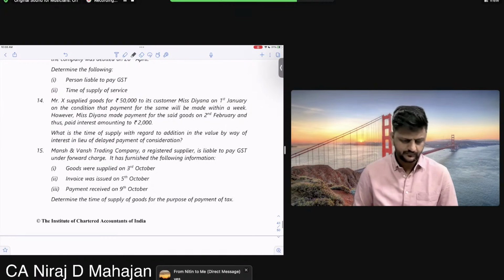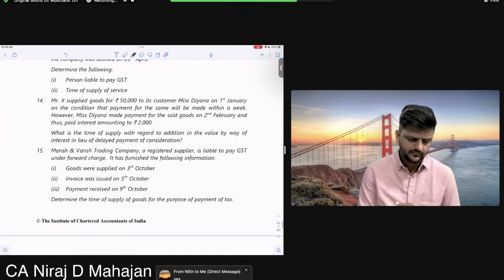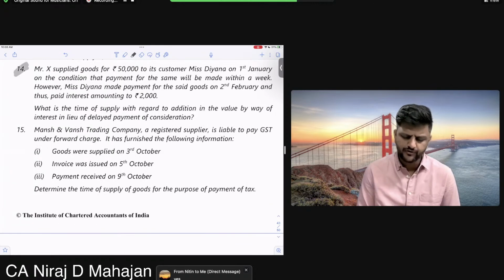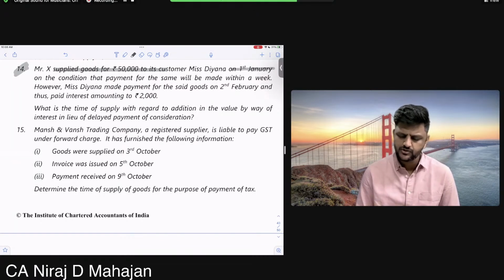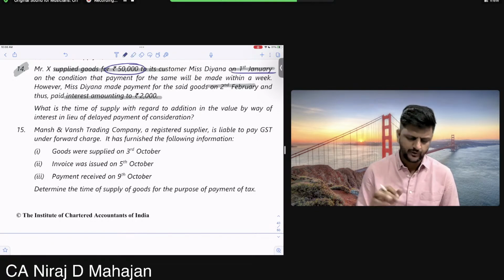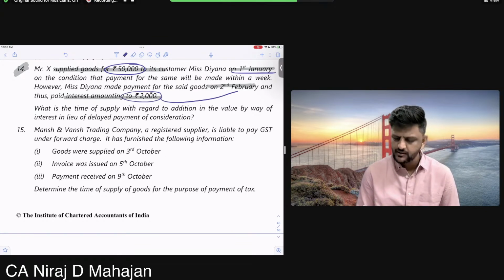14. X supplied goods worth 50,000 to its customer, Miss Diana, on 1st January with the condition that payment be made within a week. However, Miss Diana made payment for the goods on 2nd February and thus paid interest of 2,000. Time of supply for the 50,000, children, let us say 1st January. But this 2,000, children, is taxable on 2nd February.